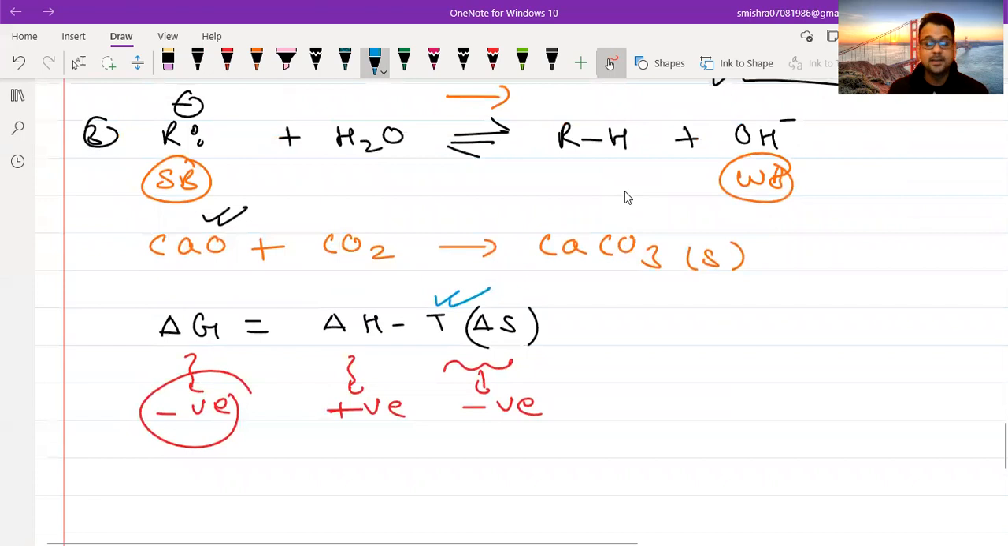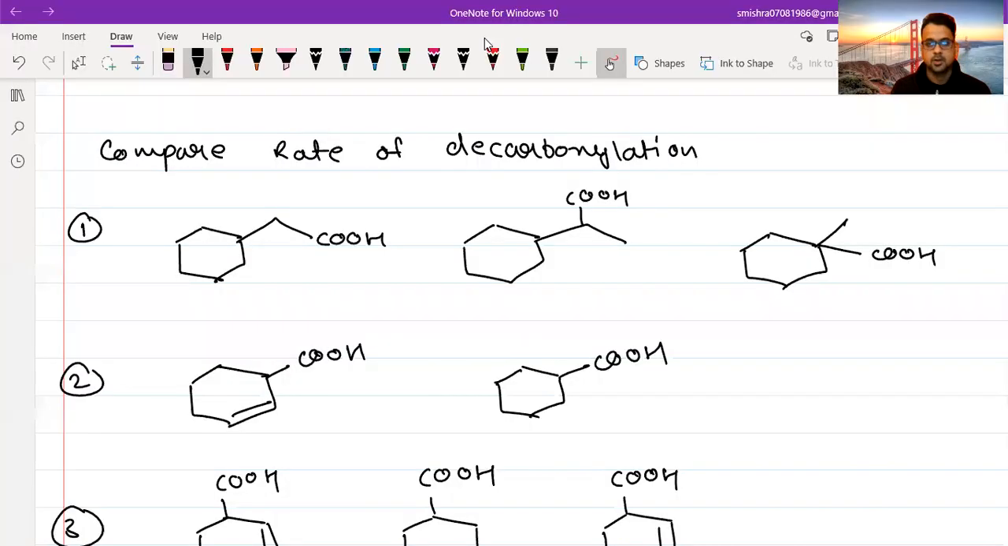So this is a very simple soda lime decarboxylation reaction. And now I am going to give you a couple of examples where you will have to compare the rate of decarboxylation. Okay, students, so these are a couple of problems where we have to compare the rate of decarboxylation, soda lime decarboxylation.